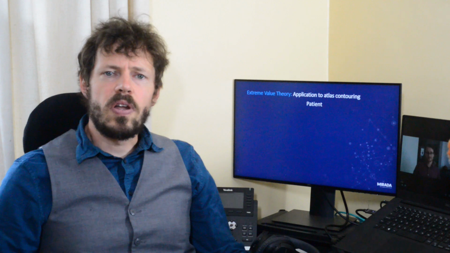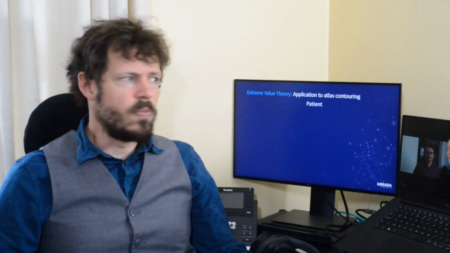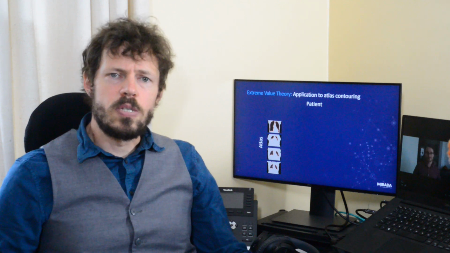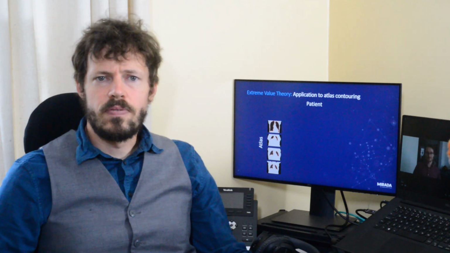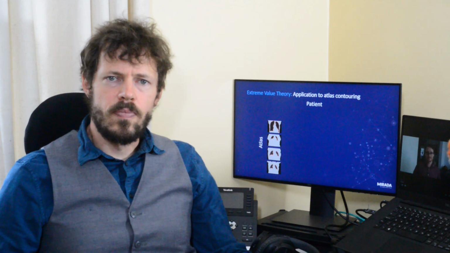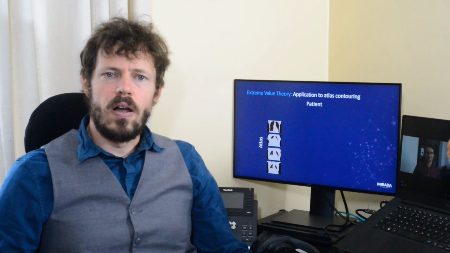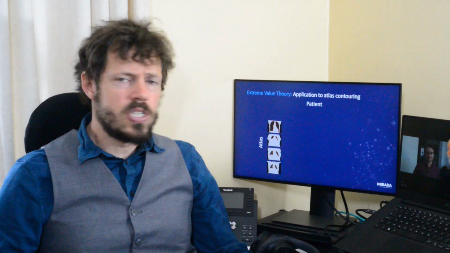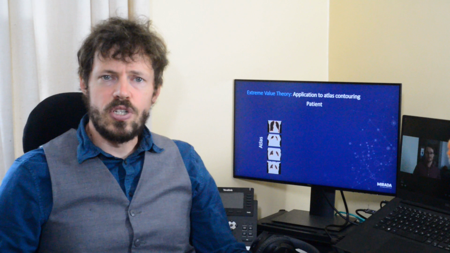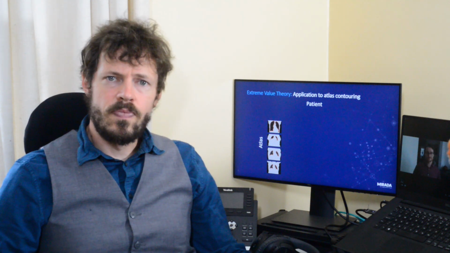So how did the authors apply this in the context of atlas contouring and radiotherapy? Well, they took a database of atlases. In fact, for this paper they took two databases, one for head and neck and one for thoracic imaging. Both of these databases had about 300 atlases in, so 300 images with their associated contours.